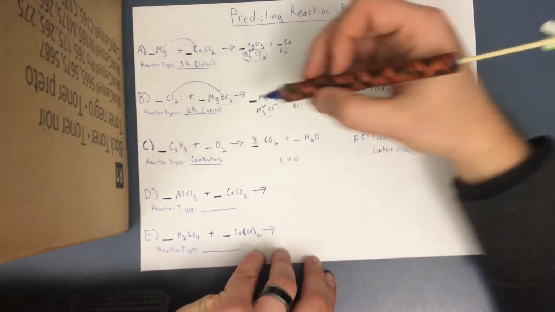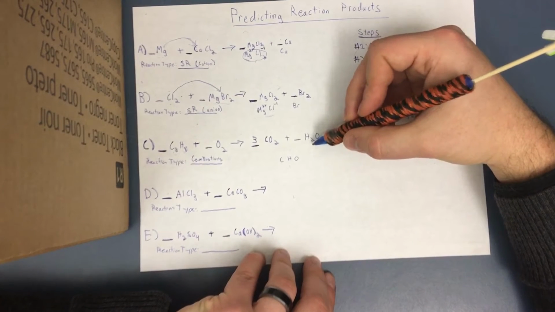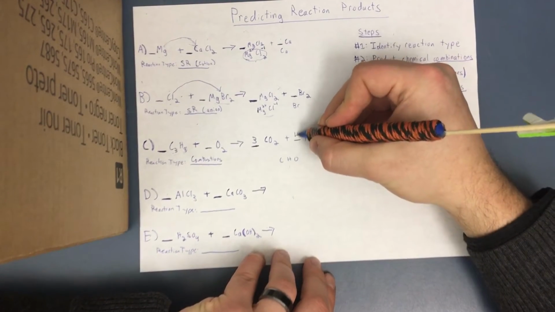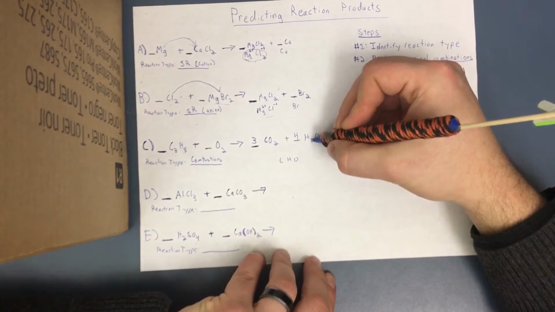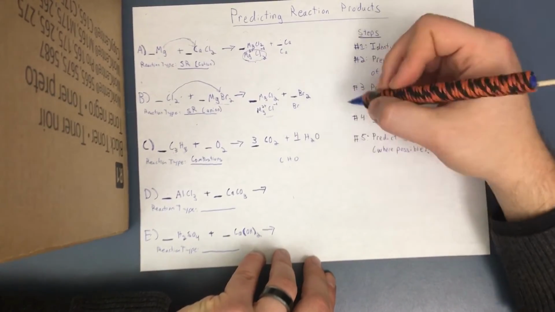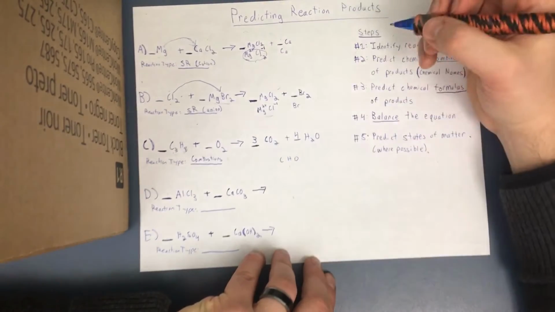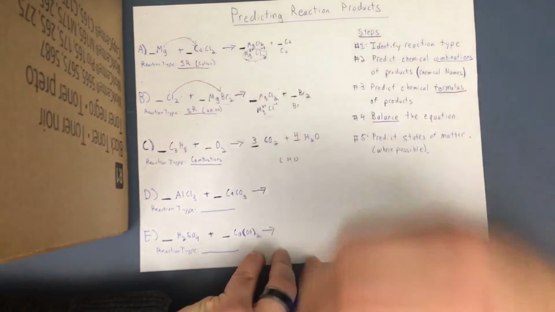Now let's take a look at hydrogen. We have 8 hydrogens over here and only 2 coming from water. So in order to make that work, we'll put a 4 here. 4 times 2 hydrogens gives us 8 hydrogens coming from water. So that balances hydrogen. 8 hydrogens, 8 hydrogens.